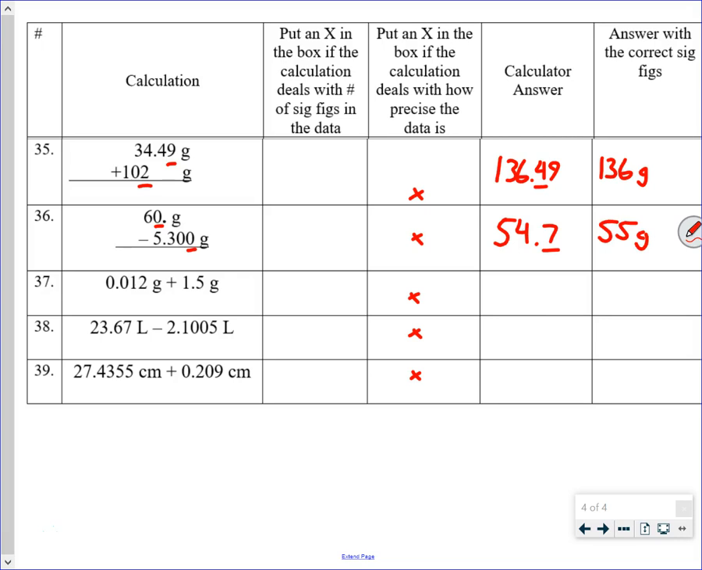Let's look at 37. In the first example, this piece of data goes all the way down to the thousandths place. My second piece of data goes down to the tenths place. My answer has to stop at the tenths place. So I put in 0.012 plus 1.5. The calculator tells me I have 1.512.